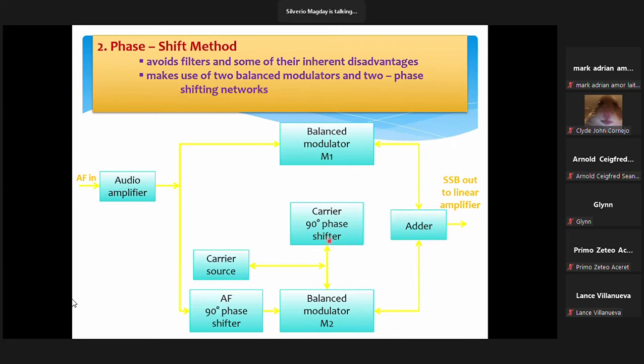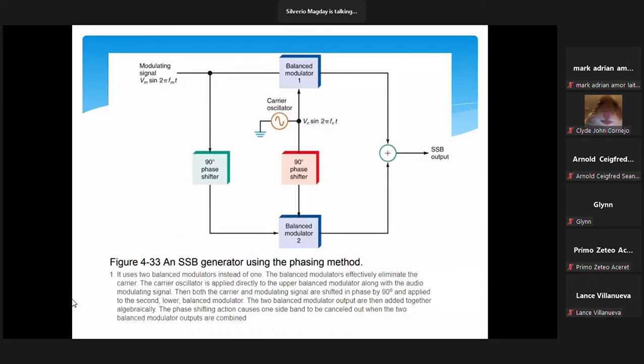Phase carrier phase shift at 90 degrees. They are both shifted in 90 degrees and applied to another balance modulator. And then phase shifting causes one of the sidebands to be cancelled out upon entering dito. So na-cancel na phase shift na siyang isa. So isa na lang yung pinaka-output when the two modulators are added together. Naka-cancel out yung sa isa.